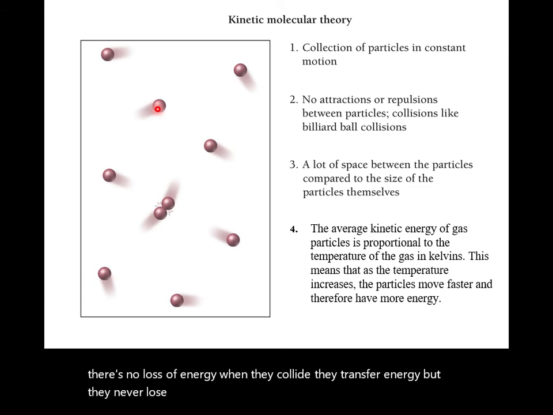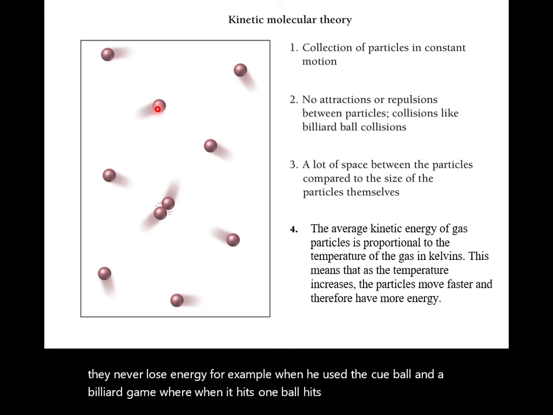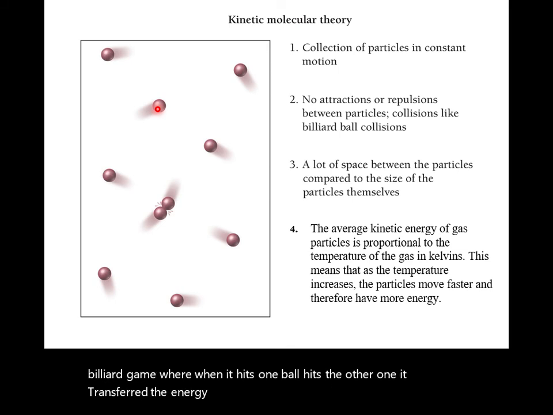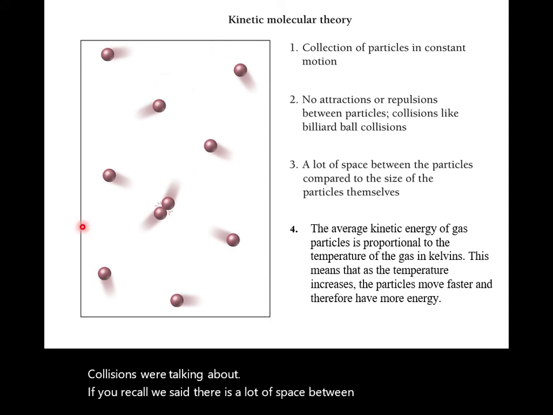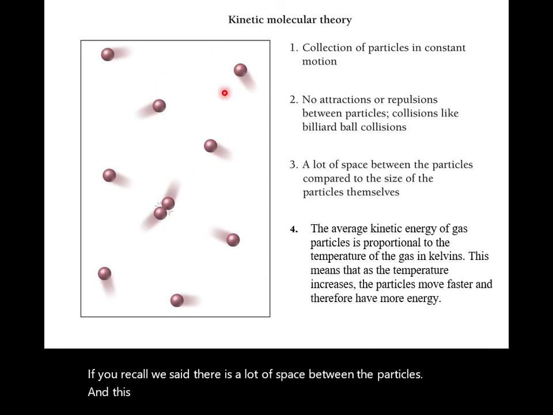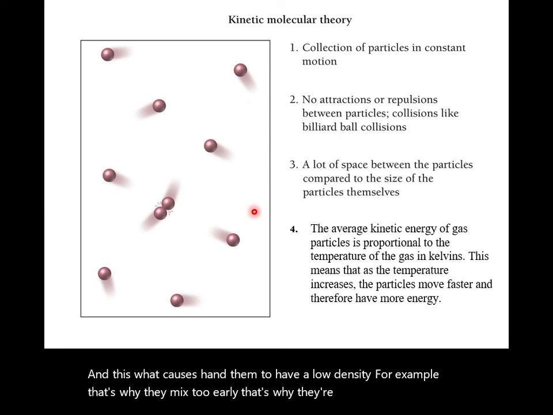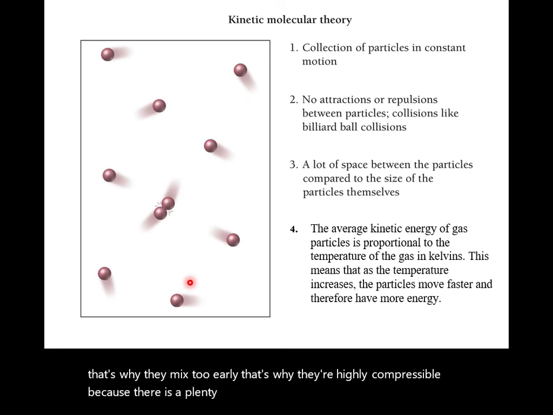When they collide, they transfer energy, but they never lose energy. For example, when you use the cue ball in a billiard game, when it hits one ball, that ball hits the other one, it transfers the energy and causes it to move. That's the type of collisions we're talking about. If you recall, we said there is a lot of space between the particles, and this is what causes them to have a low density, for example. That's why they mix thoroughly. That's why they're highly compressible, because there is plenty of space between the particles.